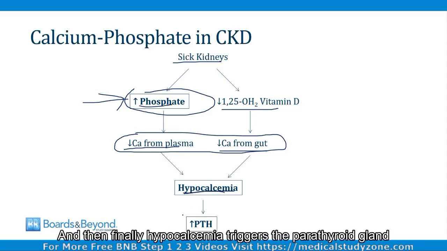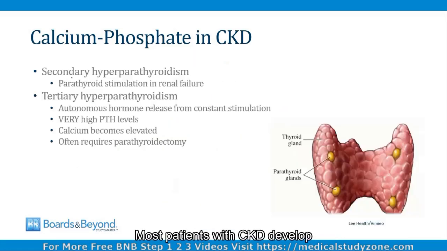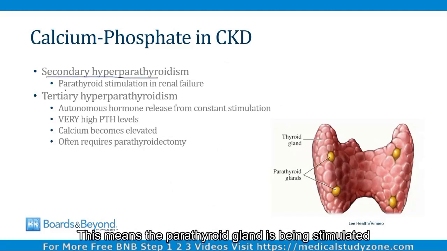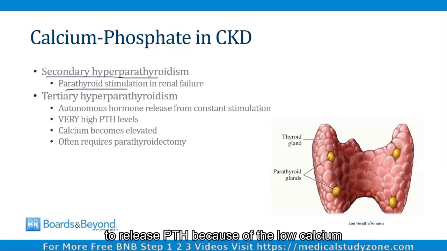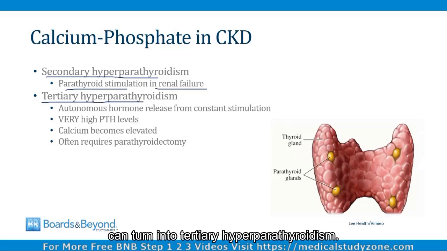And then finally, hypocalcemia triggers the parathyroid gland to produce PTH. So in patients with CKD, the parathyroid hormone level gets high. Most patients with CKD develop secondary hyperparathyroidism. This means the parathyroid gland is being stimulated to release PTH because of the low calcium caused by renal failure. Left untreated, however, secondary hyperparathyroidism can turn into tertiary hyperparathyroidism.